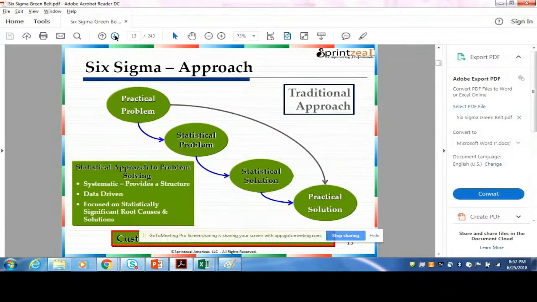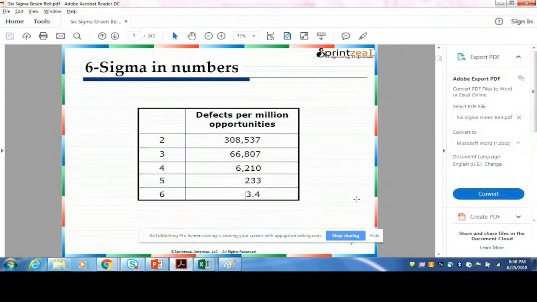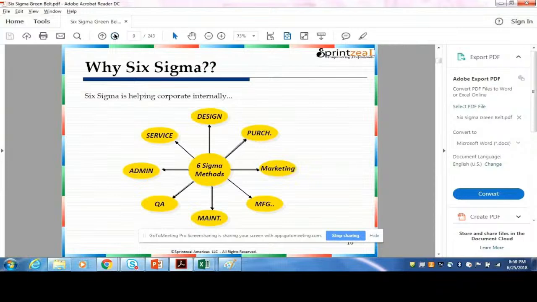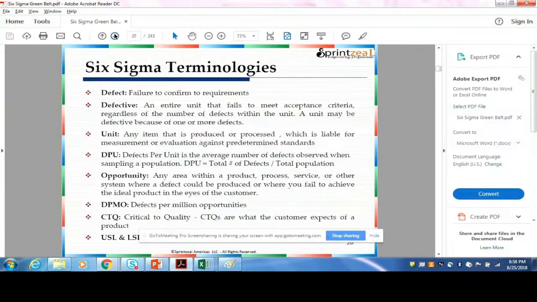You see this slide, you had a practical problem. You converted it into a statistical problem. What is a statistical problem? A problem with the mean or variation. So when you know exactly that you need to shift the mean or reduce the variation, you have already come to the second step, which is converting the practical problem into a statistical problem. All we need to do now is find a statistical solution and a practical solution. That's it. So I am moving back to the slide.